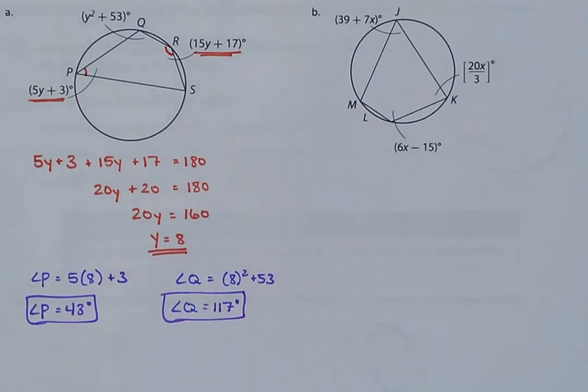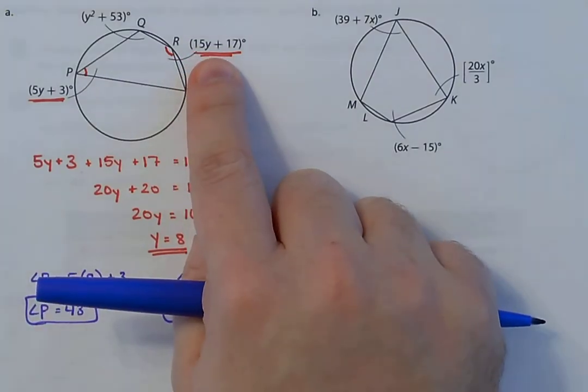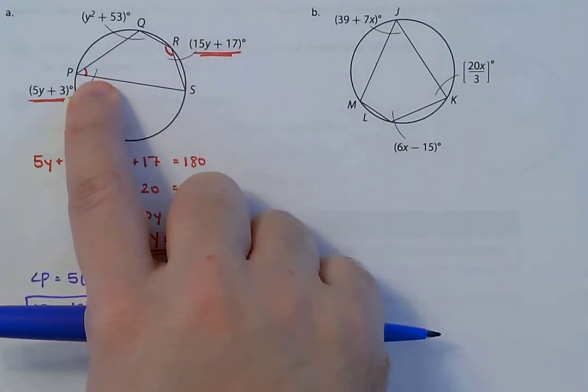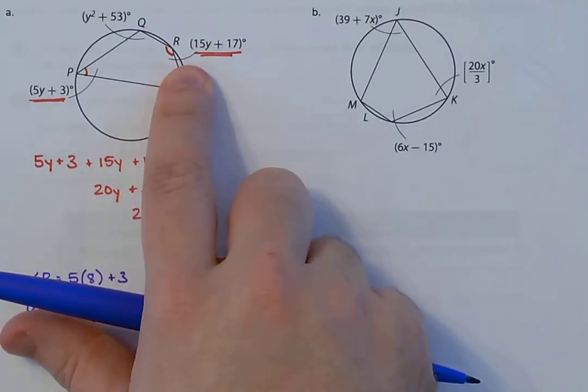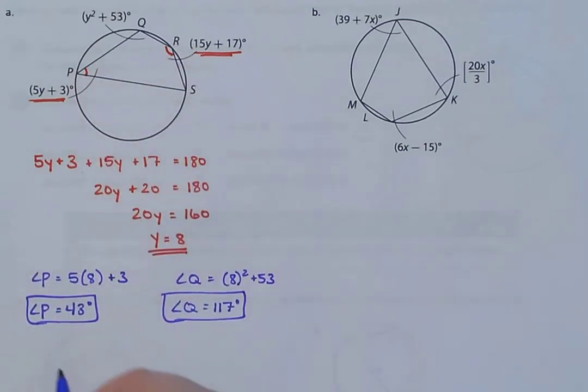Now, from here, I know 2 angle measures. I can figure out the measure of angle R by plugging 8 in for y, so you do 15 times 8 plus 17. The other way is I know that the measure of angle P is 43 degrees. So to figure out R, all you have to do is 180 minus 43. So if we go for angle R, 180 minus 43 tells us that angle R is 137 degrees.